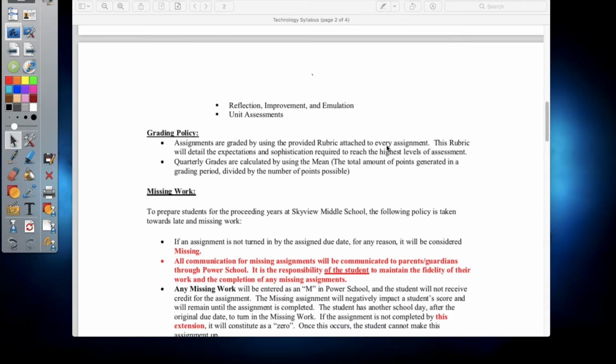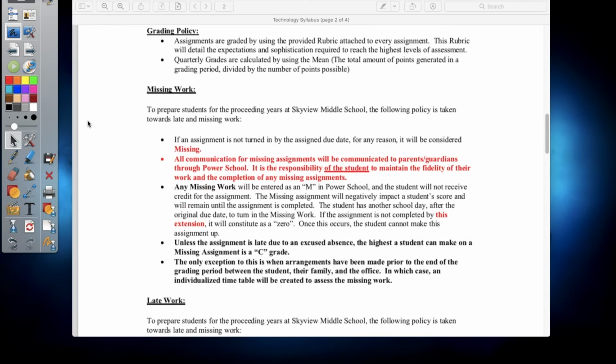Just take the number of assignments you have, divide it by the amount of points that you have possible, and then bam, that's how you figure out how your grade works. Now, here is the most important thing. This has been a huge problem, especially with remote learning, so we're going to spend some time on this real quick.